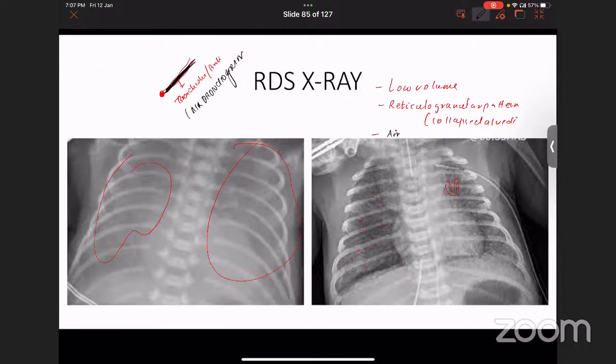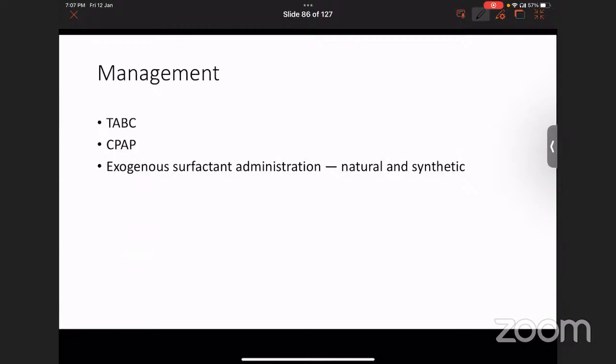So air has no way to go into the alveoli. As a result, it stays in the bronchioles and bronchi, which on X-ray will be seen as the air bronchogram. These are the typical RDS X-ray findings. So what is the management? Go for TABC: temperature, airway, breathing, circulation, CPAP.